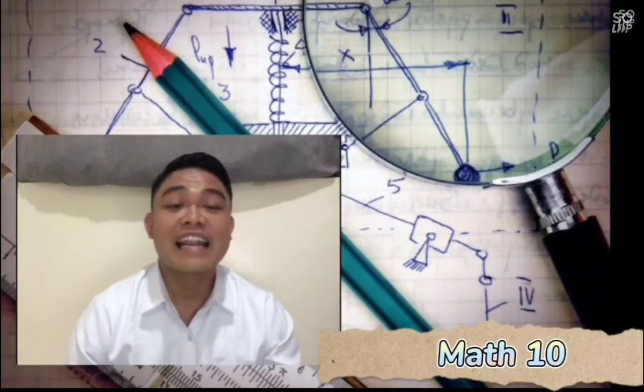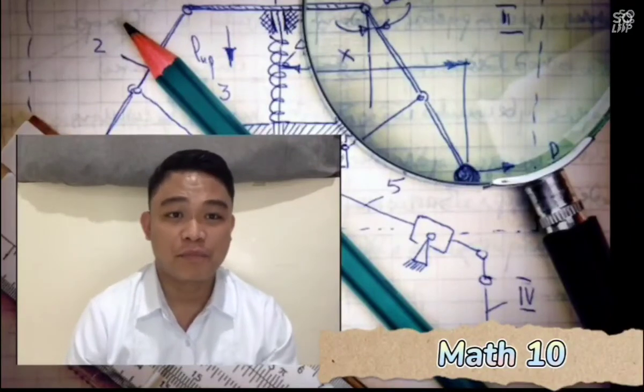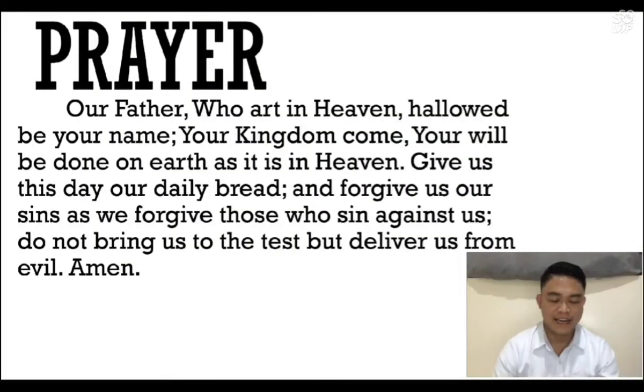But before that, let's have first a prayer. Let us pray. Our Father, who art in heaven, hallowed be your name. Your kingdom come, your will be done on earth as it is in heaven. Give us this day our daily bread, and forgive us our sins as we forgive those who sin against us. Do not bring us to the test, but deliver us from evil. Amen.